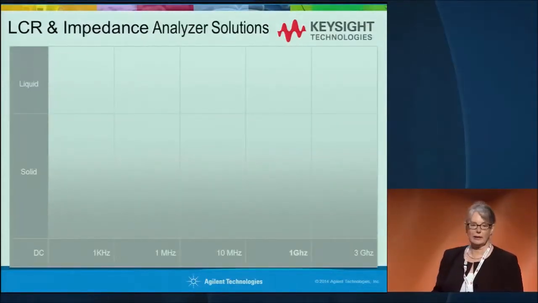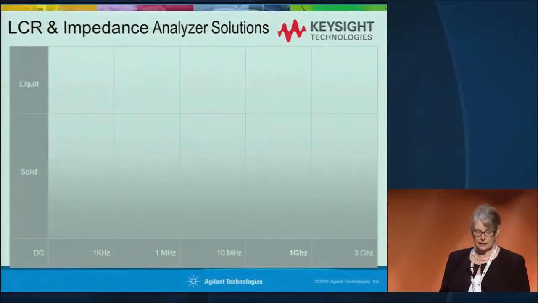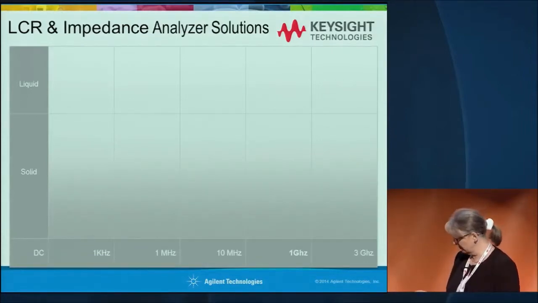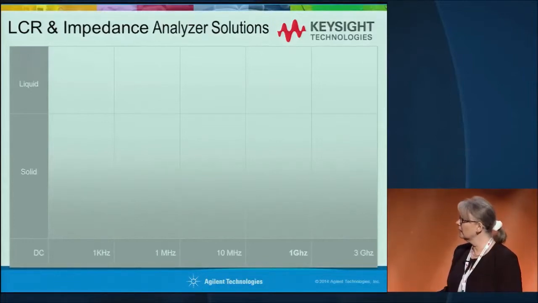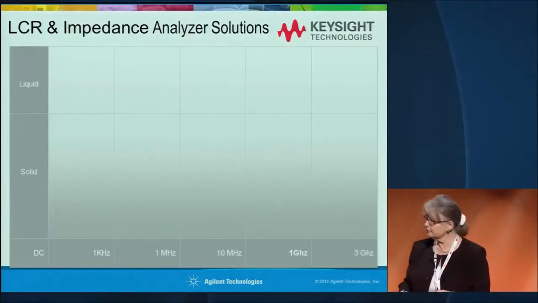Okay, so we're going to graph all these things to give you a picture representation. First we'll look at the LCR and impedance analyzer solutions, and we have frequency across the x-axis here, and then I divided it between liquids and solids.